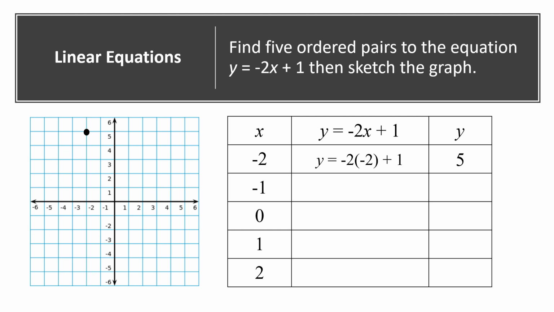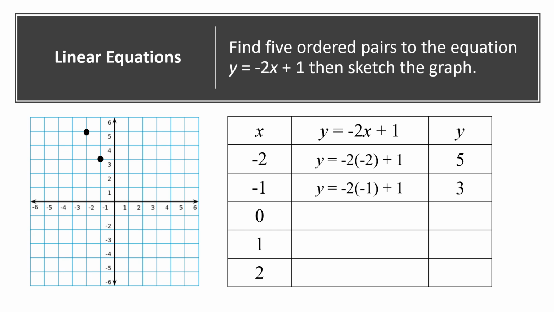Next we do negative 1. We substitute negative 1 in for x. So we have negative 2 times negative 1 plus 1. We multiply first before we add. Negative 2 times negative 1 is a positive 2. Positive 2 plus 1 is 3. So we plot that point.